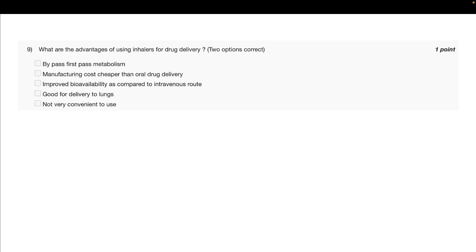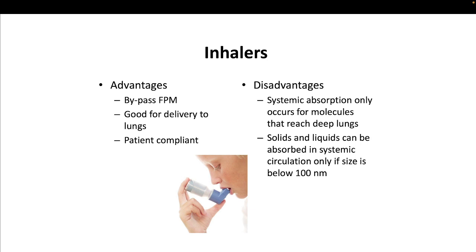Next is, what are the advantages of using inhalers for drug delivery? Again, you have to choose two correct options. Good for delivery to the lungs, and bypass first pass metabolism. Perfect. Anybody else? Yes, same, madam. 1 and 4. Okay, both of you are correct. The right answer is it bypasses the first pass metabolism, and it is good for delivery to the lungs, as it is a local delivery, and it's very patient compliant as well, since no needles are involved in this.